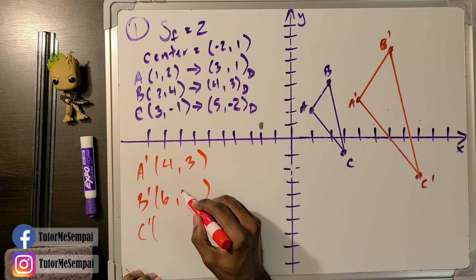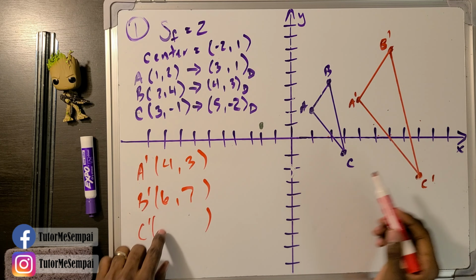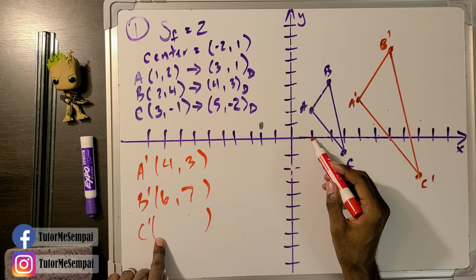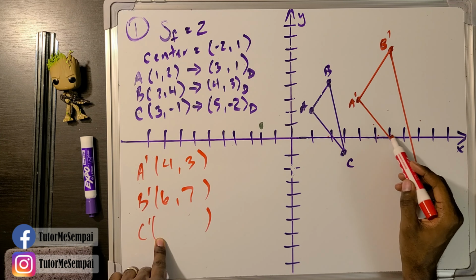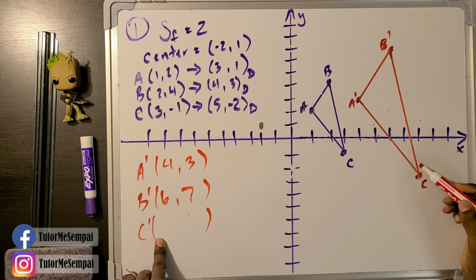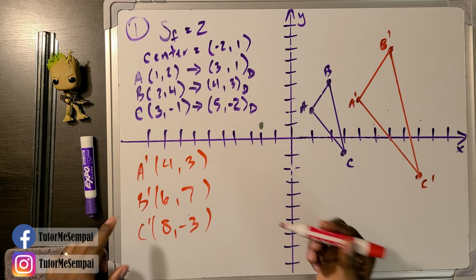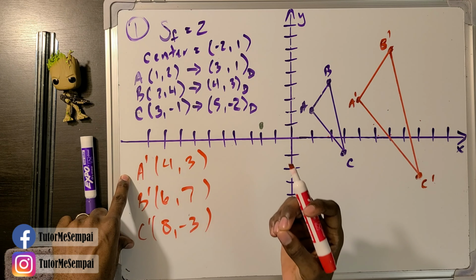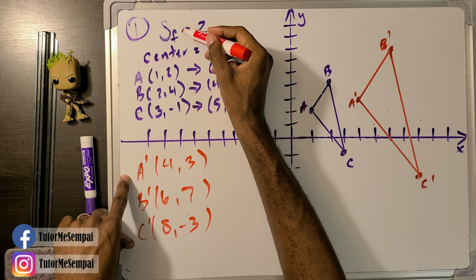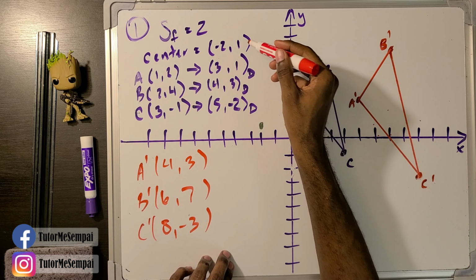So 6, 7, right? And C prime is going to be 1, 2, 3, 4, 5, 6, 7, 8. 1, 2, 3. So 8, -3. So you see, once again, our points tell us we can't simply apply our scale factor to our original points in order to get our dilation when we're not centered at the origin.